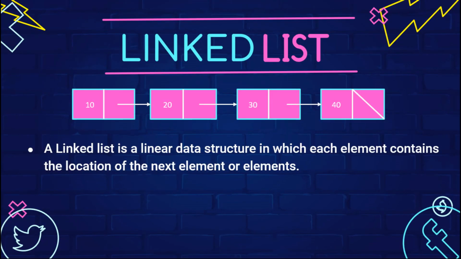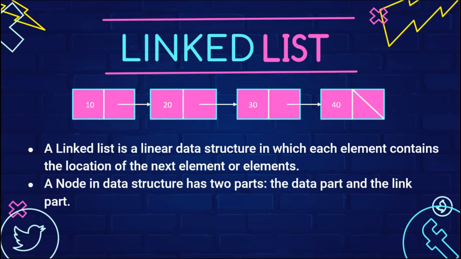A linked list is a linear data structure in which each element contains the location of the next element or elements. A linked list is similar to an array, but in an array we cannot insert or delete an element at the middle, at the front, or at the beginning. But in a linked list it is simpler when compared to arrays.